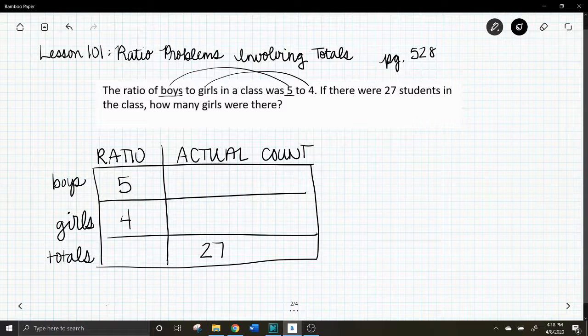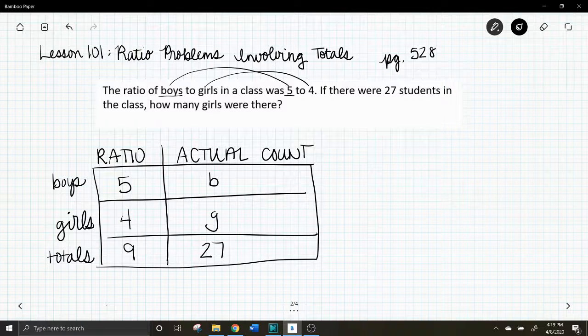So now I'm going to show you how to fill in the rest of your ratio chart. So if you look at your first column where it says ratio, boys 5, girls 4. So in terms of our ratio, our total is 9 because 5 plus 4 is 9. In terms of our actual count, we don't know how many boys there are and we don't know how many girls there are. So we're sort of clueless on this right now. Okay, so far so good. We have our ratio box filled out.